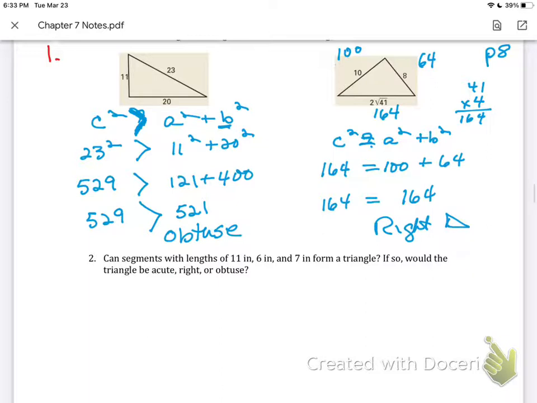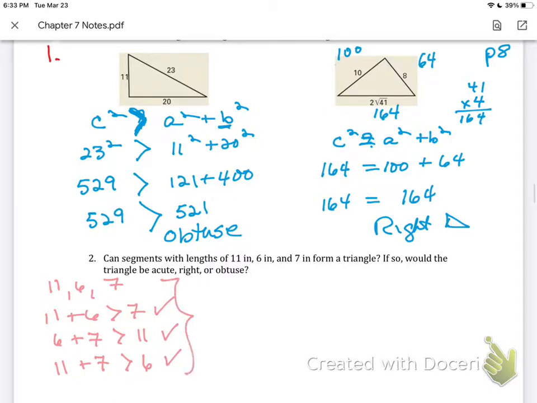Okay, we have got one more of these examples. Can segments with lengths 11, 6, and 7 form a right triangle? That is our first question. So what do I know? It's 11, 6, and 7. Is 11 plus 6 greater than 7? Yes, it is. That checks. Is 6 plus 7 greater than 11? Yes, it is. That checks. What about 11 plus 7? Is that greater than 6? It is. It checks. So you can say yes, it can be a triangle.